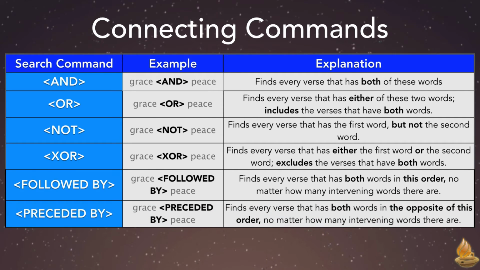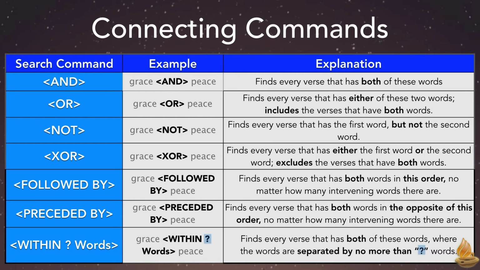And preceded by finds every verse that has both words in the opposite of this order, again, no matter how many intervening words there are. Finally, within finds every verse that has both of these words where the words are separated by no more than whatever number we use to replace the question mark, words.